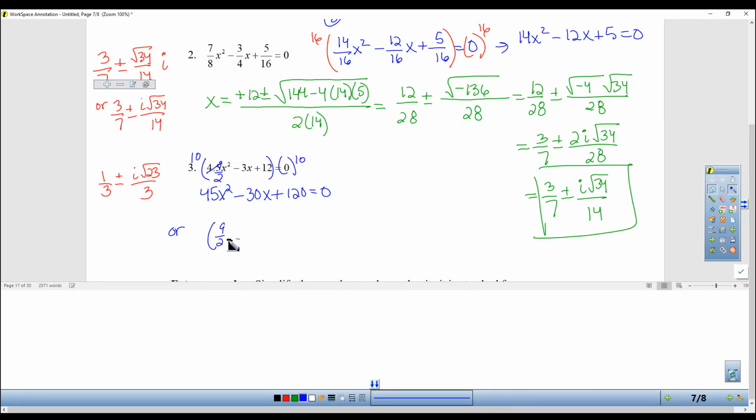So if I thought of it as 9 halves x squared minus 3x plus 12 is equal to 0, I could have just multiplied both sides by 2, and that also would have cleared my fraction. So that gives me 9x squared minus 6x plus 24 is equal to 0. Slightly better numbers. I'm not going to bother to factor it, only because I know that it's not factorable.